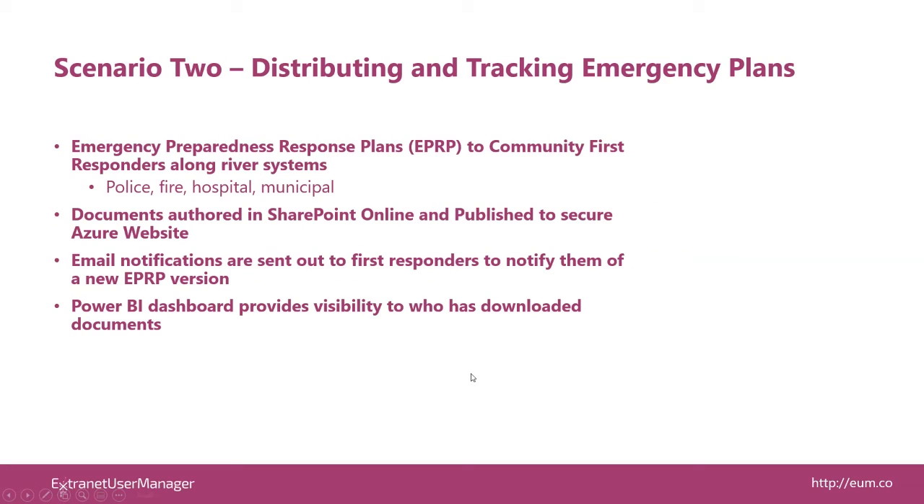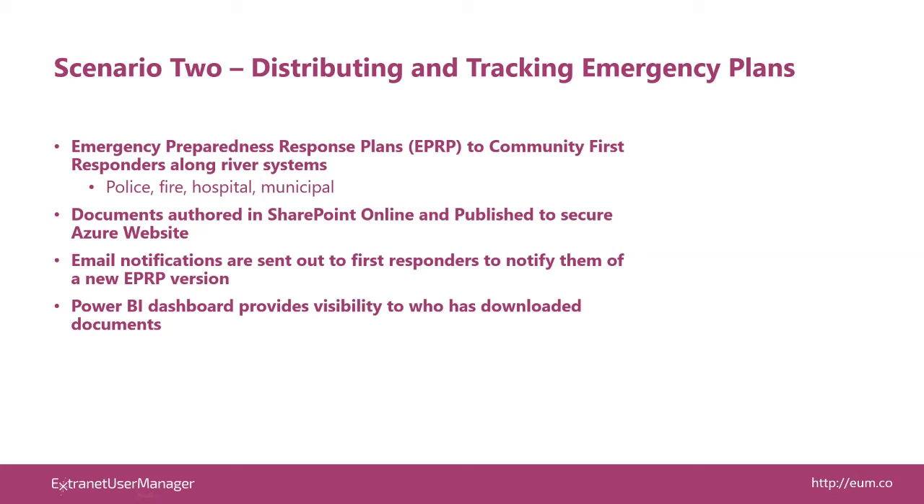Okay, so the second one is kind of the opposite. It's not about collecting documents from folks outside your organization. It's about distributing documents outside your organization. And this is a really timely, important one. It's about emergency preparedness response plans, EPRP, and how we keep community first responders along river systems notified of emergency plans. So if something bad happens, do police, fire, hospital, municipal all have the plans in place to deal with that and work with that? This is a large organization, province-wide across Ontario.